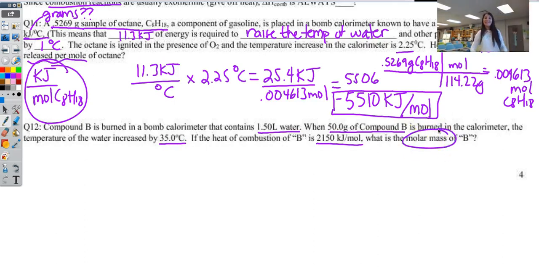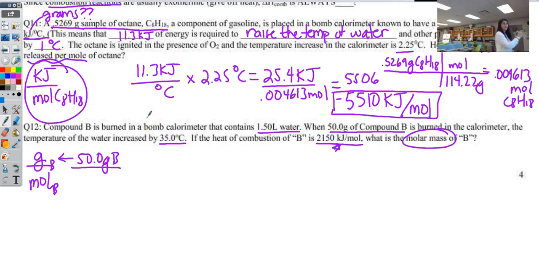Oh, molar mass. Grams, moles, grams over moles. So remember, if you don't know, you're going to have to do grams over moles, and specifically grams of B and moles of B. Well, do I know either one of these? Yes, because they're telling us that they're burning 50 grams of B. So we automatically know that it's 50.0 grams of this substance B. Now I need to figure out the moles.